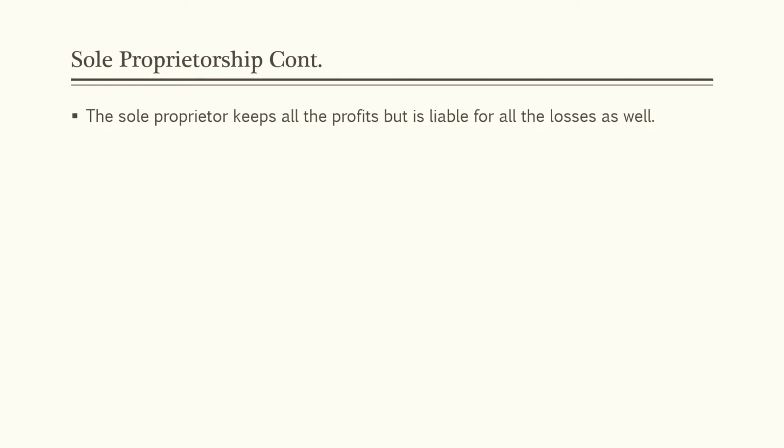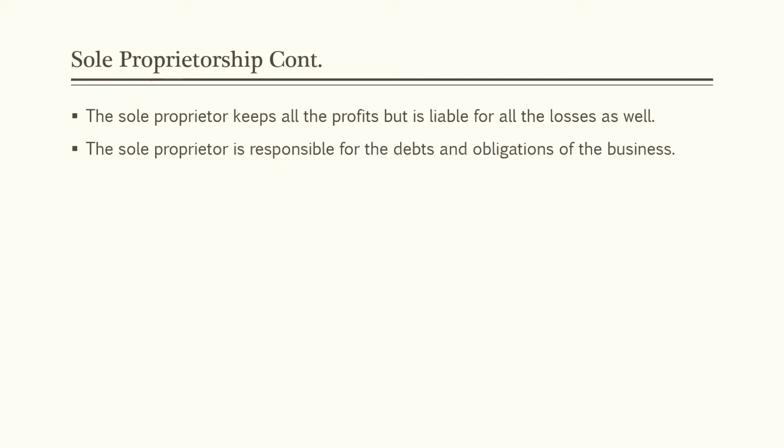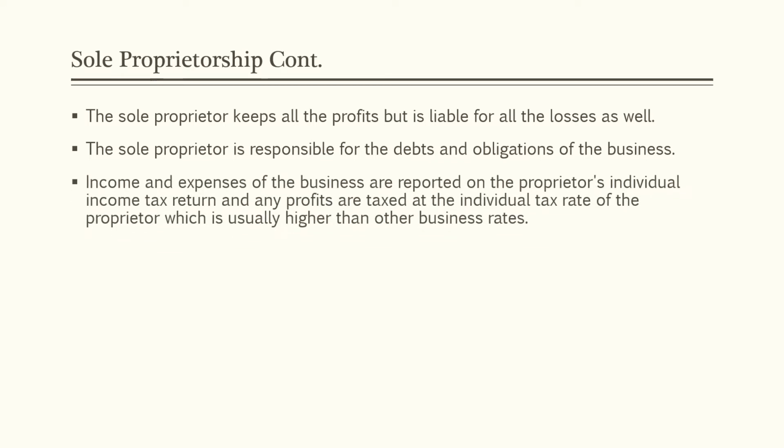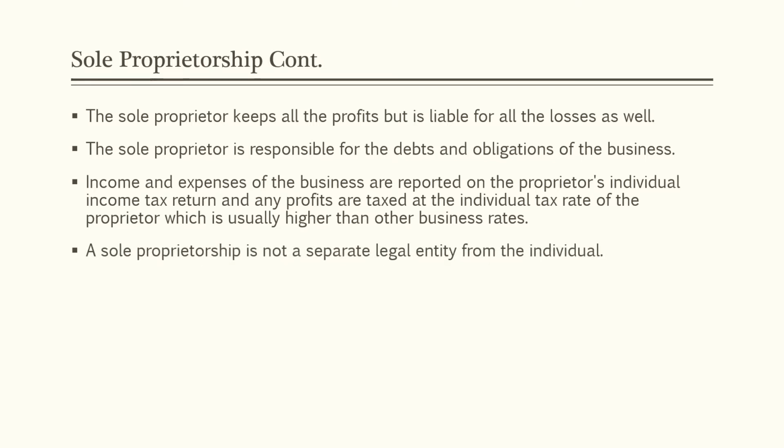The sole proprietor keeps all the profits, but is liable for all the losses as well. The sole proprietor is responsible for the debts and obligations of the business. Income and expenses of the business are reported on the proprietor's individual income tax return, and any profits are taxed at the individual tax rate of the proprietor, which is usually higher than other business rates. A sole proprietorship is not a separate legal entity from the individual.